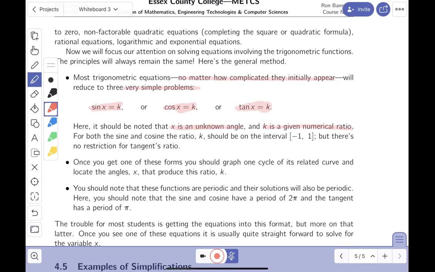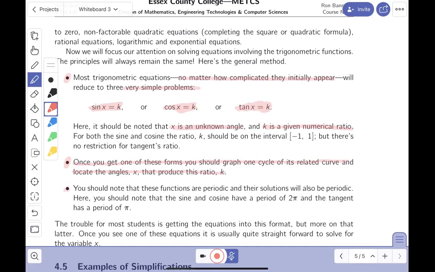Okay, let me go to the next thing up here. So first thing, you're going to boil down to that. Next thing, once you get one of these forms, you should graph one cycle of its related curve and locate the angle x that produces the ratio k. You'll see me go through examples. But here's the problem. After you go through examples, you probably want to come back and read this to know why we're doing that. All right, let's go to this one.